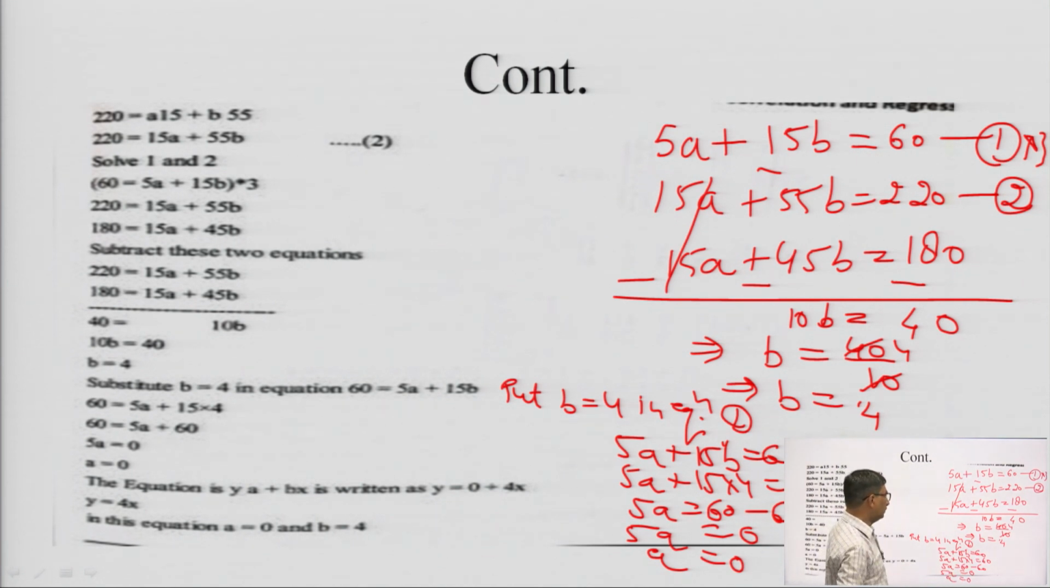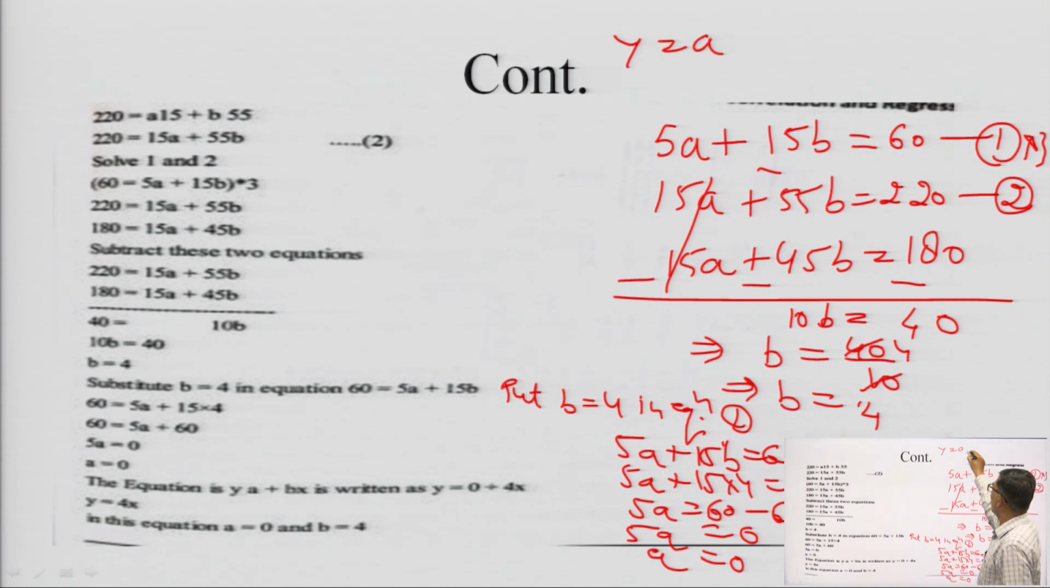So now we get the values of a and b. a equal to 0 and b equal to 4. We now put these two values in our regression equation. Our regression equation is y equal to a plus bx. So a is 0, b is 4 into x. So this is the required equation.